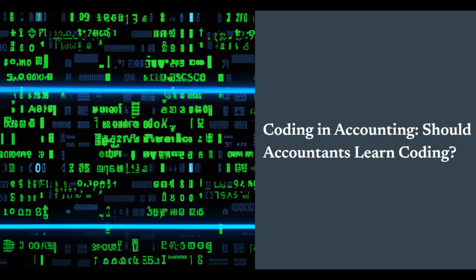In today's fast-paced business environment, the intersection of technology and accounting has never been more pronounced. You might be wondering, do accountants really need to learn coding? Well, let's dive into that question together. First off, let's clarify what we mean by coding in accounting.